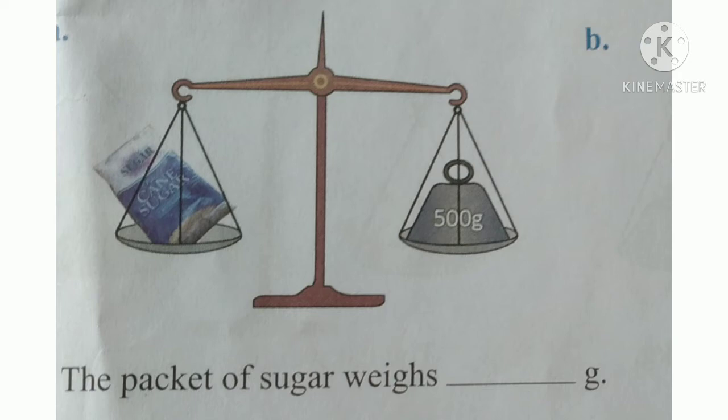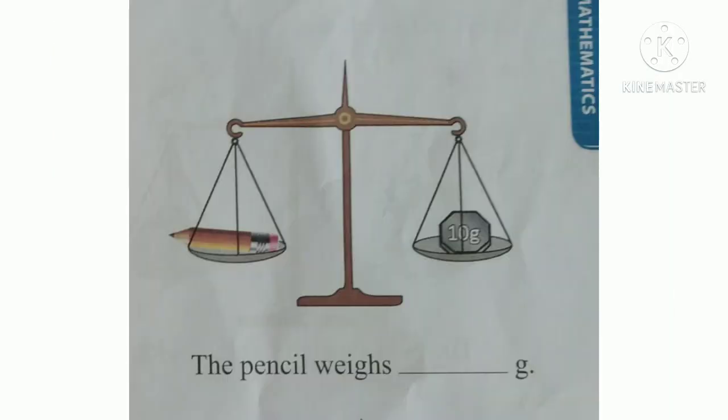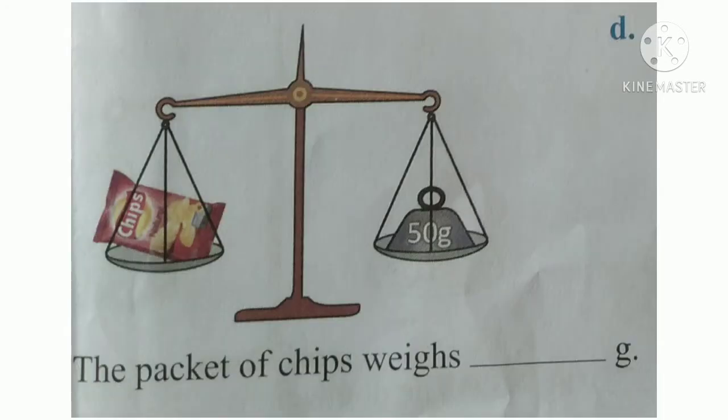So we can say that the weight of sugar packet is 500 gram. Let us move to the next one. Here also the pans remain in the same level. So we can say that the weight of pencil is 10 gram. The next one, here we have to find out the weight of a packet of chips. Here pans remain in the same level. So we can say that the packet of chips weighs 50 gram.